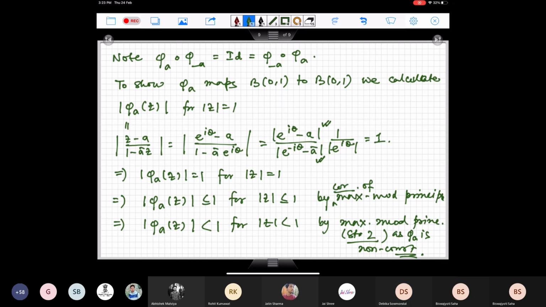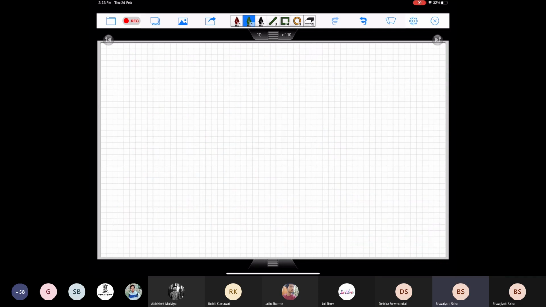Okay, so now just notice a few more things. If we consider the derivative, then I can say something about the derivative also here. For example, if you take the derivative of phi a at the point z, this is just a quotient, so you can take the derivative easily. This is going to be (1 minus mod a square) divided by (1 minus a bar z) square.